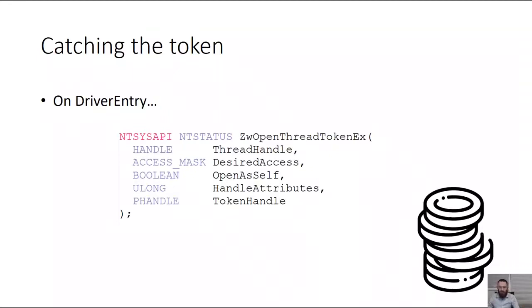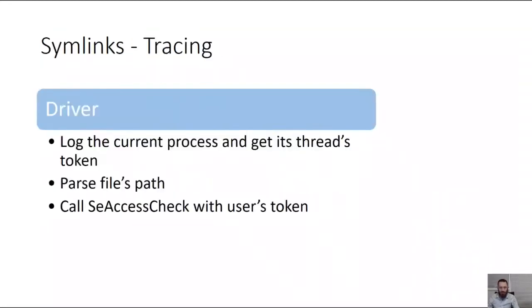We do it instead of calling ZwOpenProcessTokenEx because we want the thread-specific token and not necessarily the primary token of a process. In the case the thread uses its impersonation token, this will help us to prevent false positives.